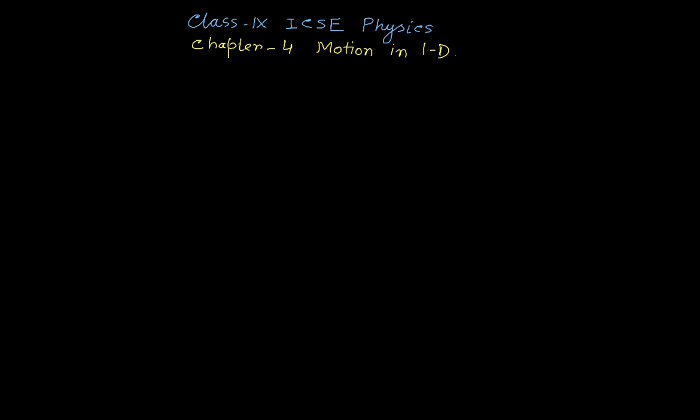Before we start motion in one dimension, we should know how many types of motion there are. Is there any other type of motion besides one dimension? Yes, there are many types of motion, like motion in one dimension, motion in two dimensions, motion in three dimensions, or motion in n dimensions. So how can we distinguish the types of motion?